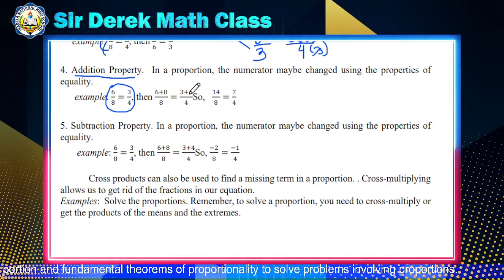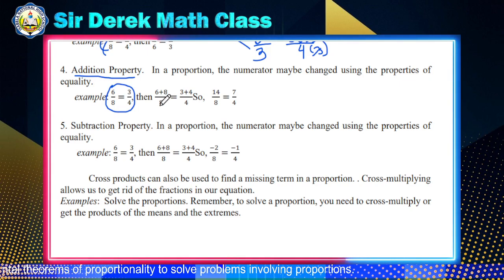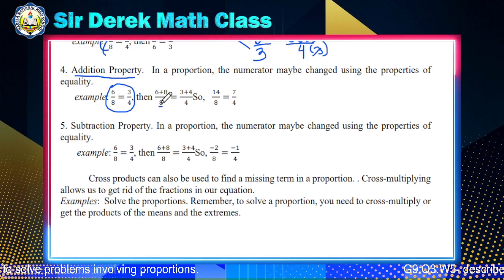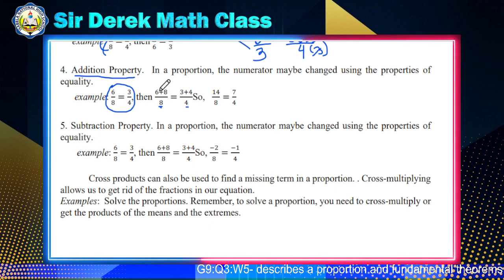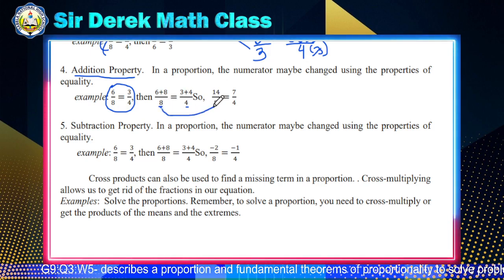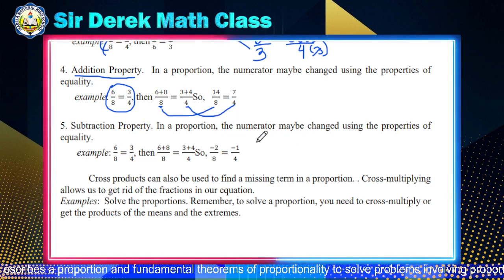Okay, so take note of that in properties of proportion, it is either the numerator or denominator ang i-add mo, it is yung other part niya. Ito yan. Diyan galing yan. Okay? So, this will become 6 plus 8, that is 14. 3 plus 4, that is 7. And you copy the denominator. Okay?